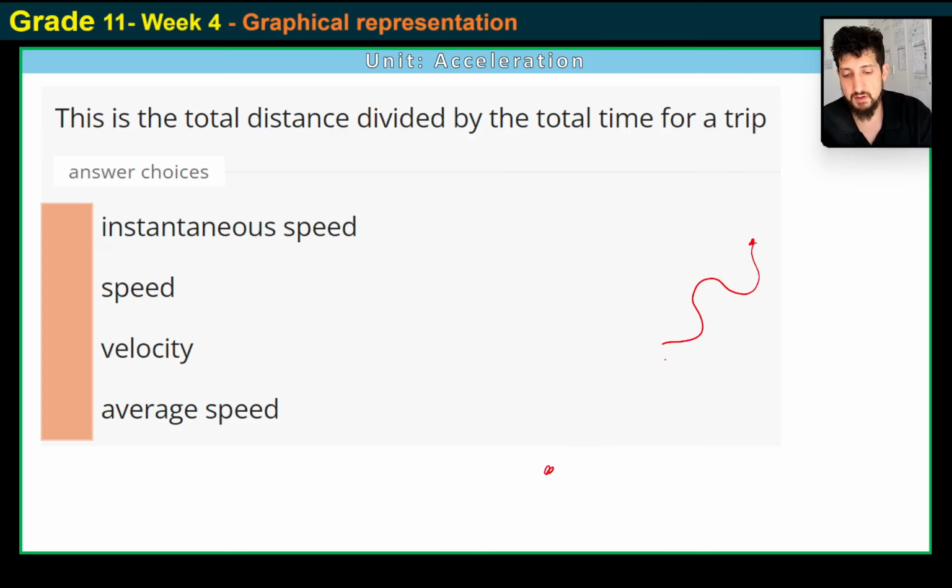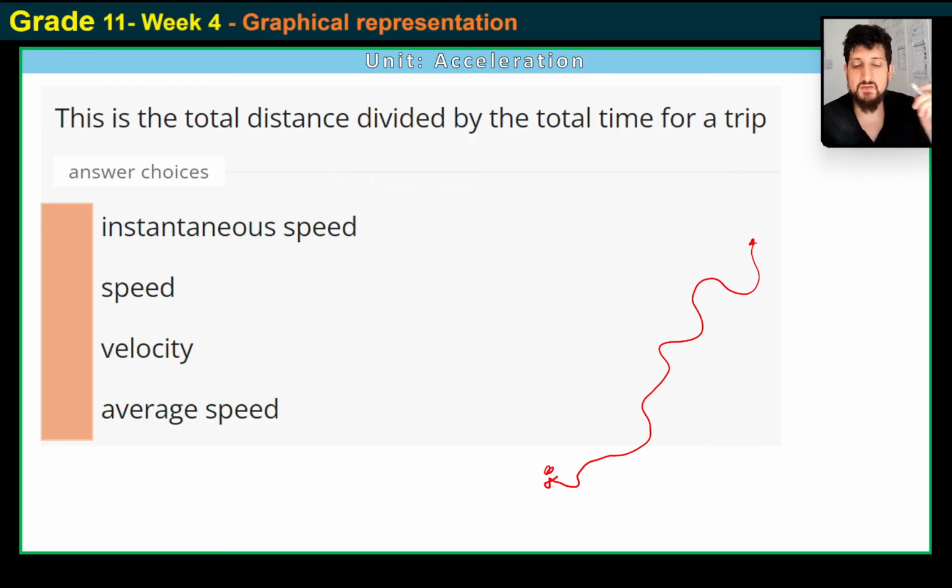Now I'm going to go around the place until eventually I get to Riyadh. During that journey, there will be times when I'm speeding up, times when I'm slowing down, times when I'm completely stopped, taking a break, and times when I'm going at constant speed. So what is my overall average speed for the journey? It's going to be total distance divided by total time, and that's going to give me my average speed.